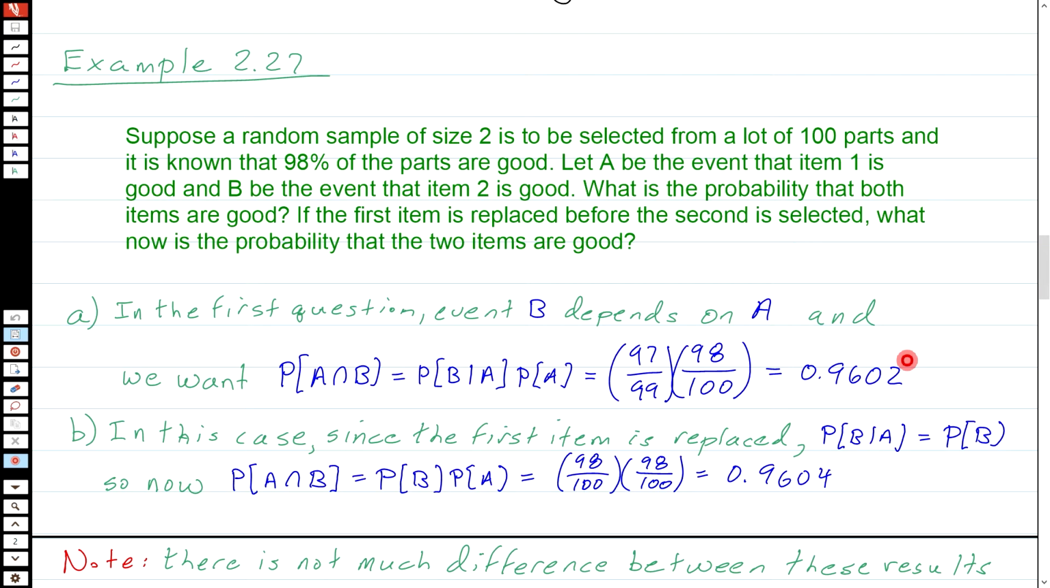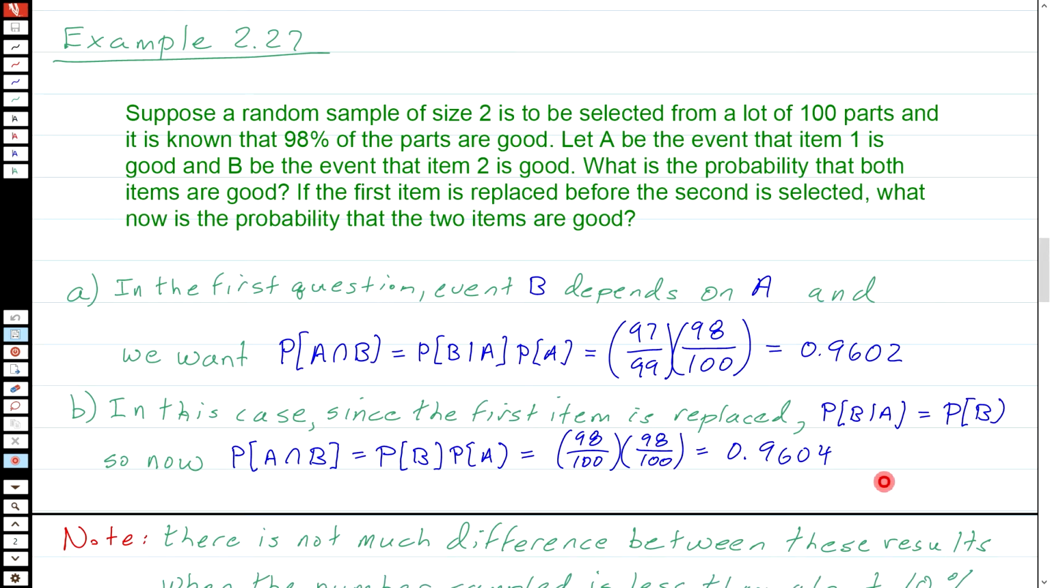Now we look at what happens if we replace the first part. In this case, because we replace the first part, the second draw has nothing to do with the first one. They're independent. The probabilities remain unchanged. In fact, each draw probability of good is 98 over 100. So we get 98 over 100 times 98 over 100, 0.9604.